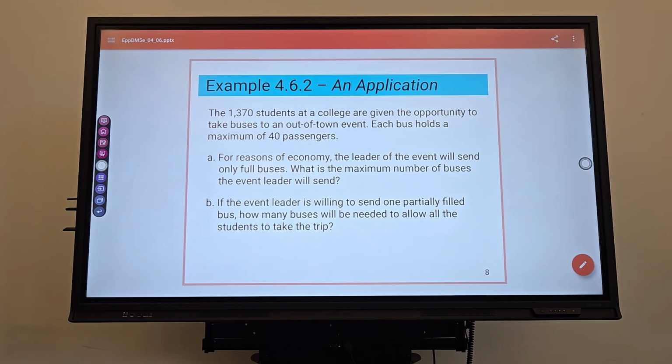There are 1,370 students at a college, and they're given the opportunity to take buses to an out-of-town event. Each bus holds a maximum of 40 passengers. For reasons of economy, the leader of the event will send only full buses. What's the maximum number of buses the event leader will send?